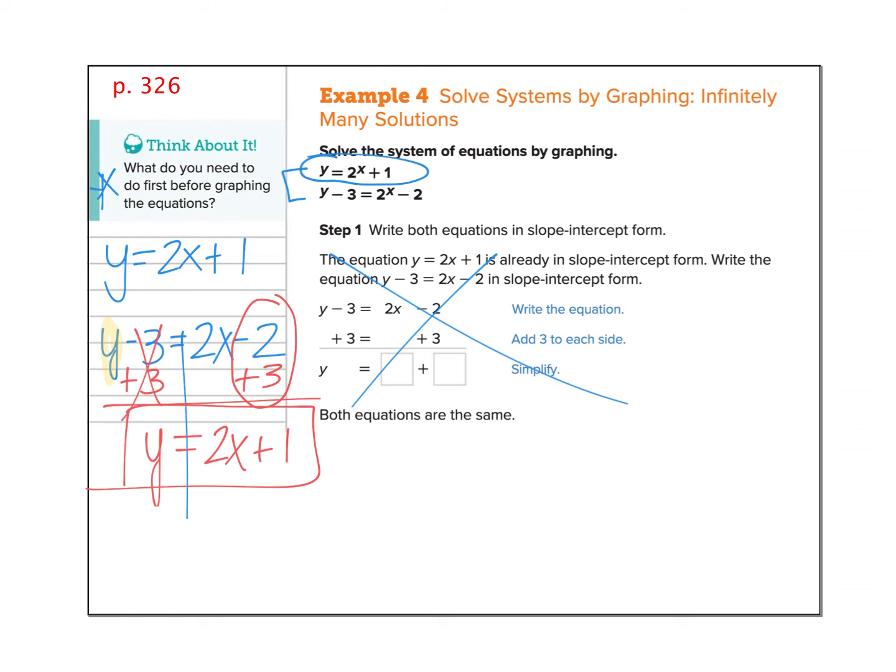So let's think about this. My first one was y equals 2x plus 1. My second one is y equals 2x plus 1. They look to be the exact same. So right away, you should know, hey, that's one line, and the other line is right on top of it. So it's going to have a ton of solutions.